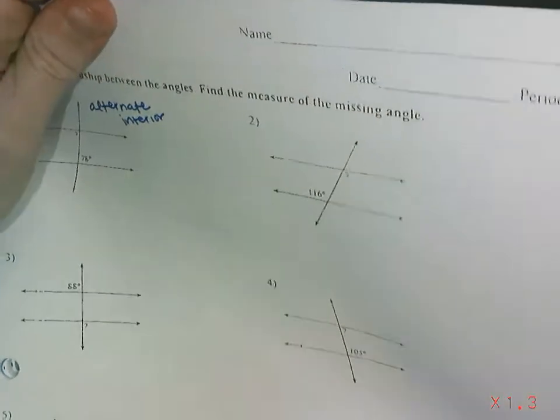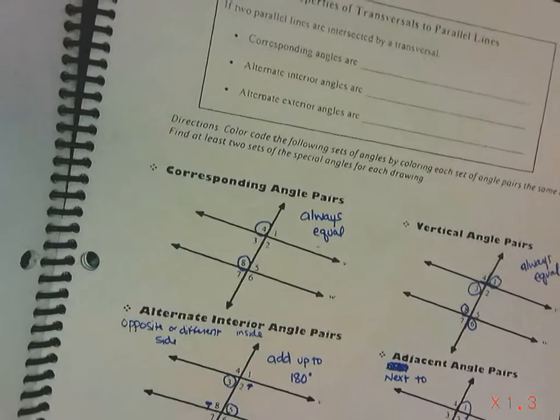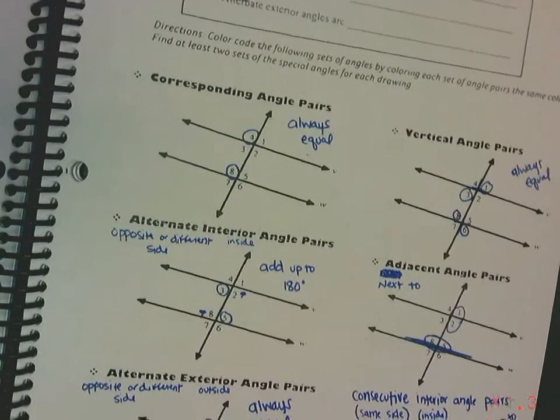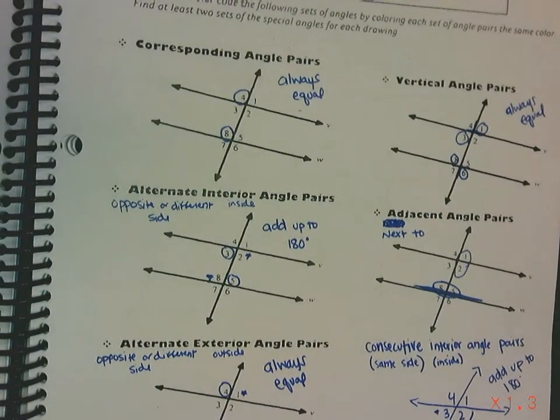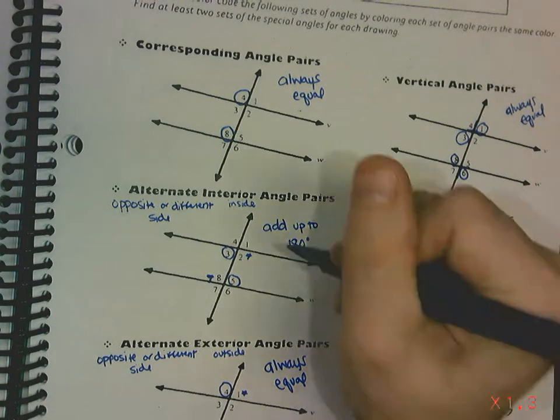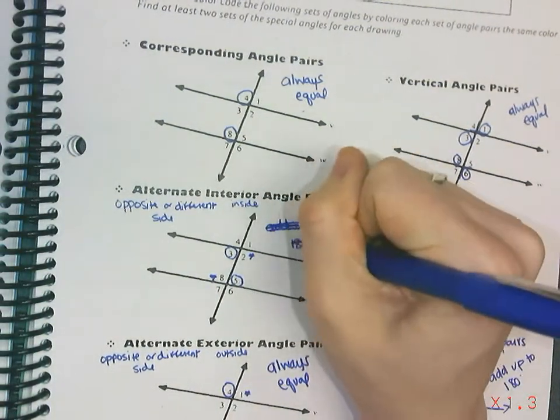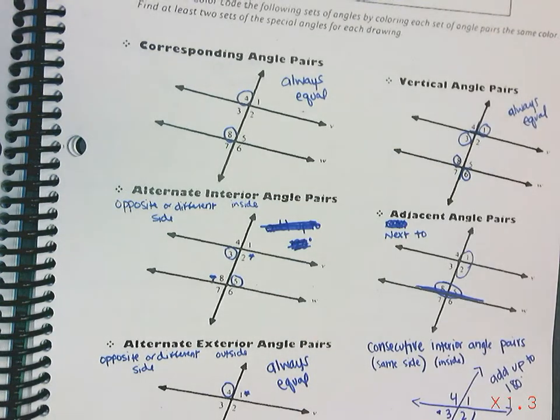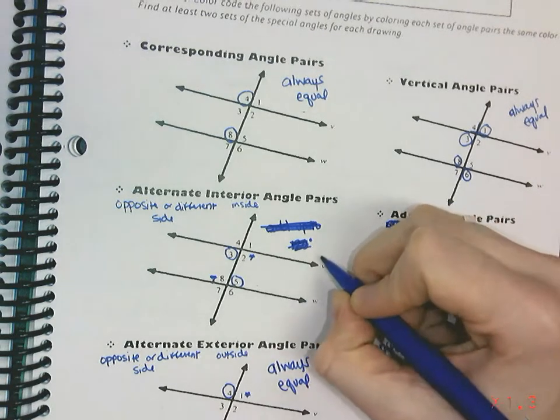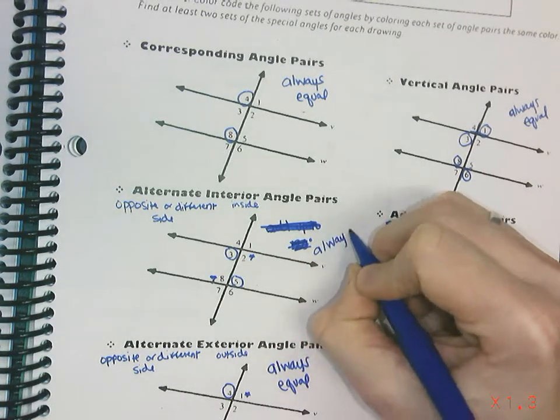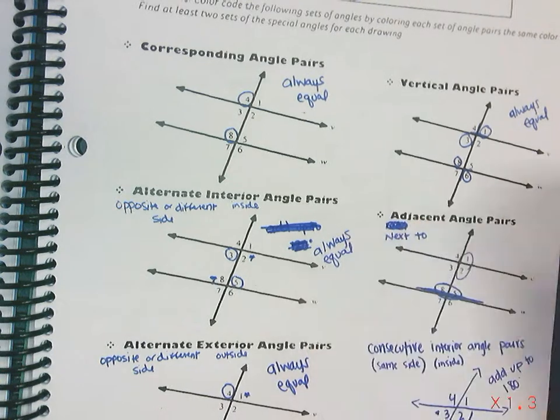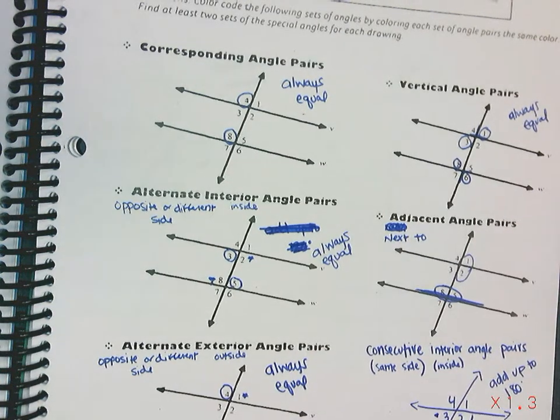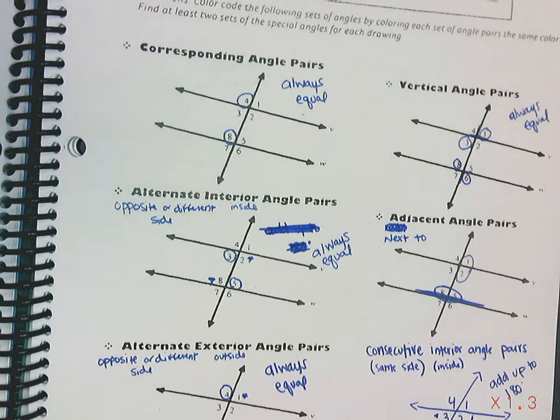Hold on, I just forgot. See, even your teachers forget. Alternate interior is the same. Let's look back here. Oh, I think I wrote it wrong on here. Alternate interior angles are always equal to each other. So everybody go back and cross this off. Maybe that's why I was confused, because I wrote it wrong the first time. So alternate interior angles are always equal. Let's fix that right now. Okay, I'm going to say that one more time. Alternate interior angles are always equal to each other.